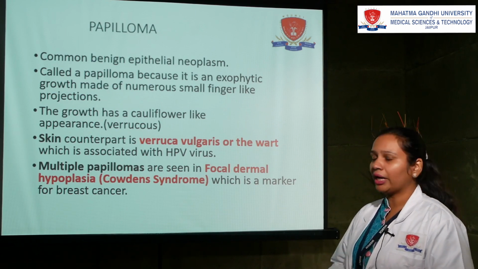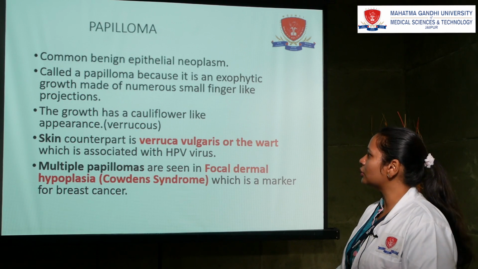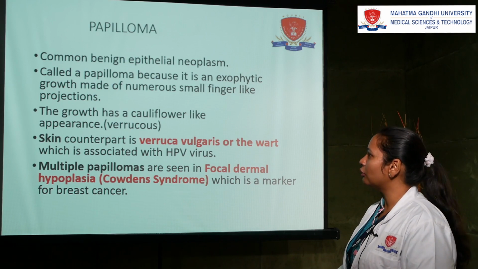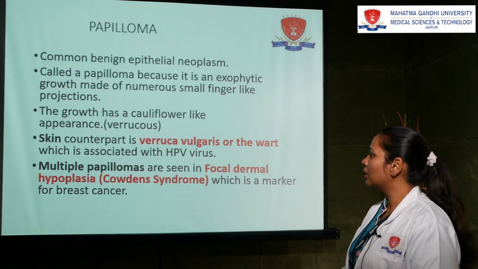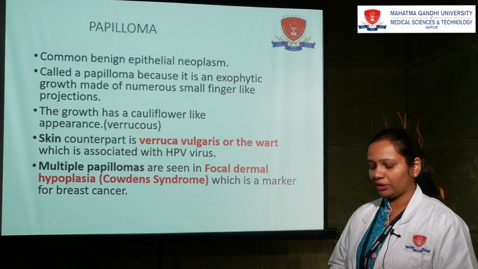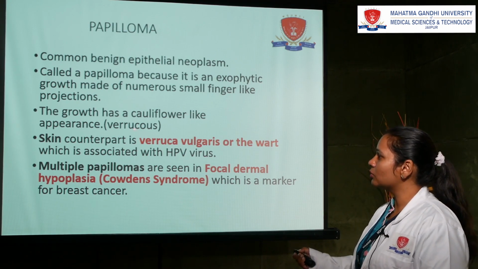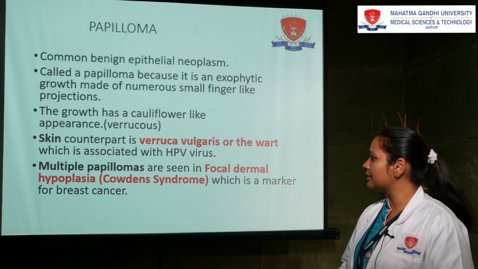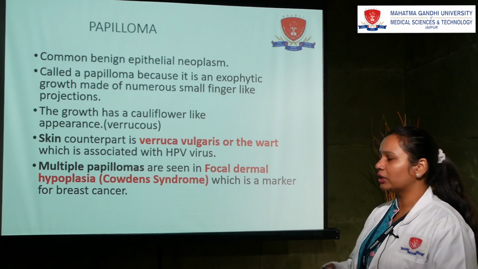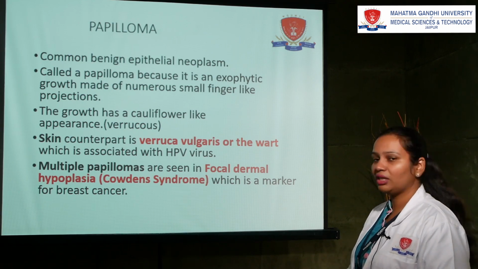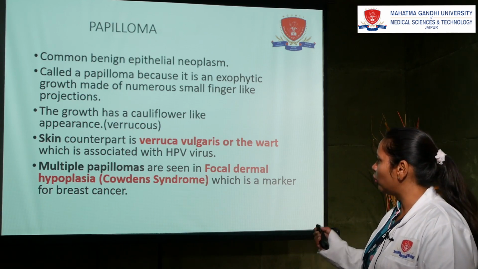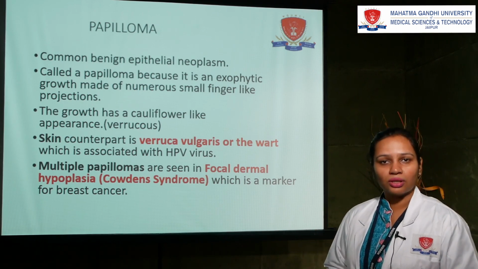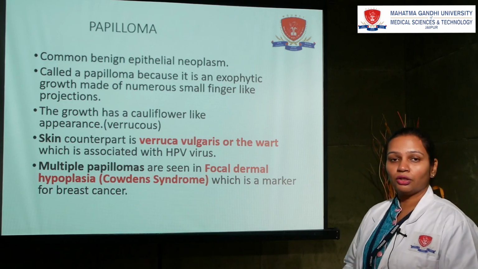It's the most common benign epithelial neoplasm. It is called papilloma because it is an exophytic growth made of numerous finger-like projections. The growth has a cauliflower-like appearance and that is why it is known as verrucous type. The skin counterpart of this lesion is verruca vulgaris or the wart, which is associated with HPV. Multiple papillomas are seen in focal dermal hypoplasia, also known as Goltz syndrome, which is a marker for breast cancer.